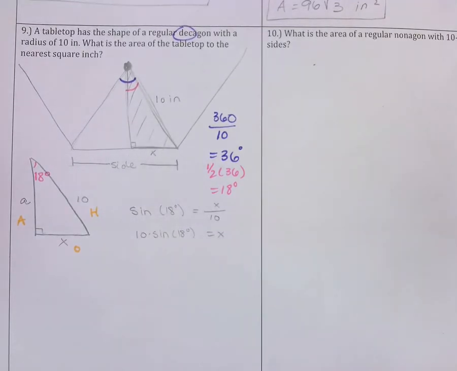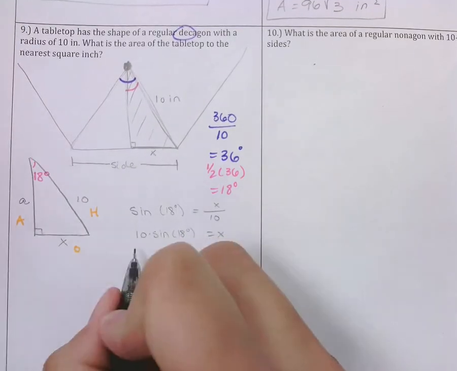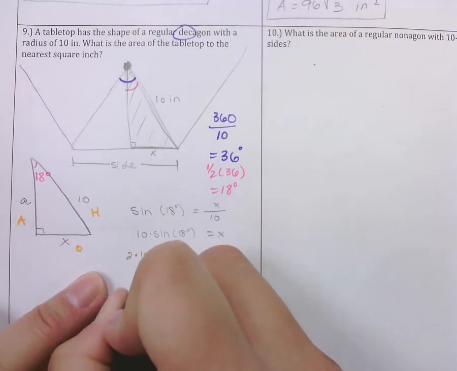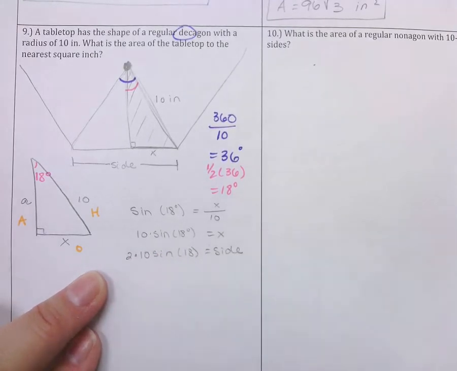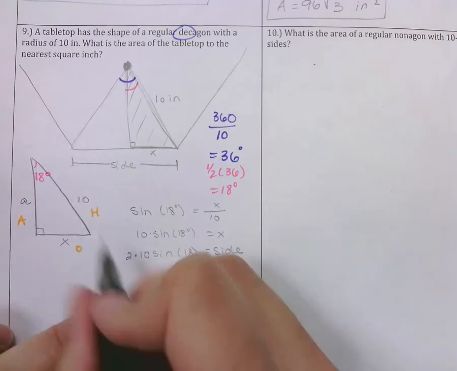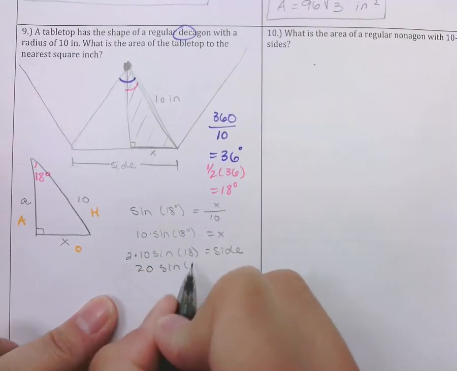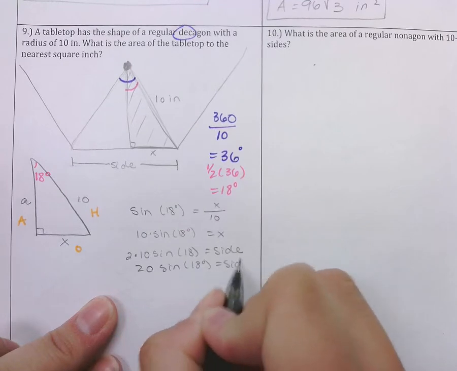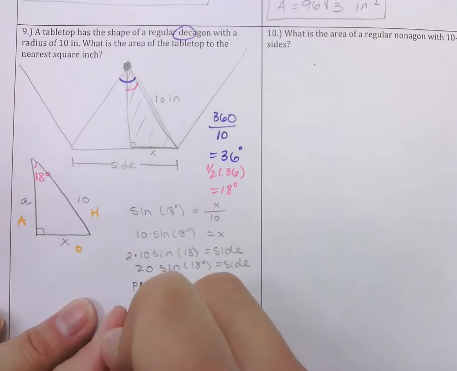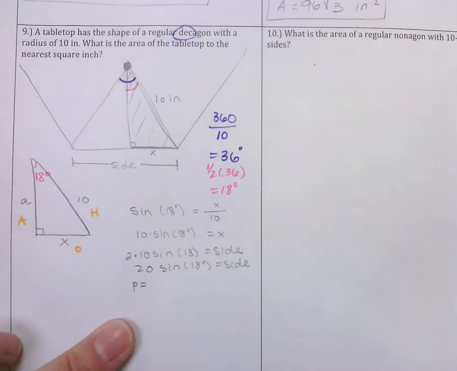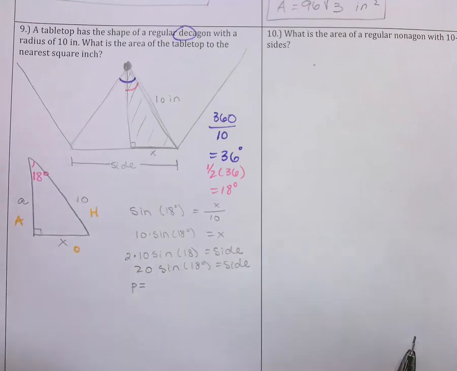You need the entire side length to find the perimeter. So we take this piece and multiply it by 2 to get the side length. So the side is 20 sine 18 degrees. That's what the side is. If you want to find the perimeter, you take the side length and multiply by the number of sides, which we know is 10.